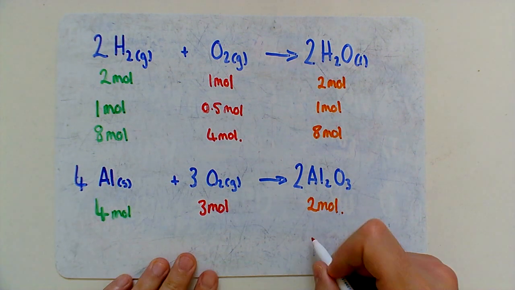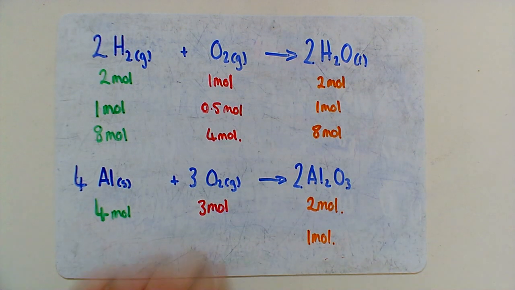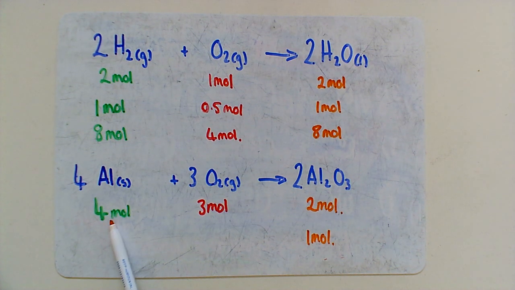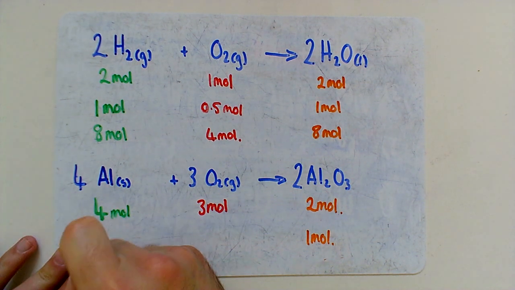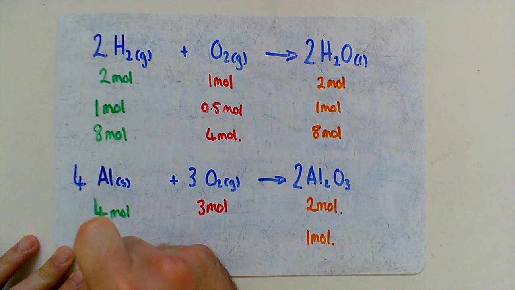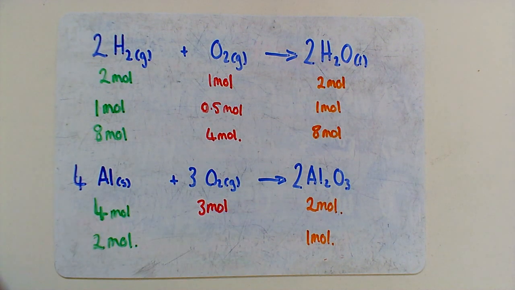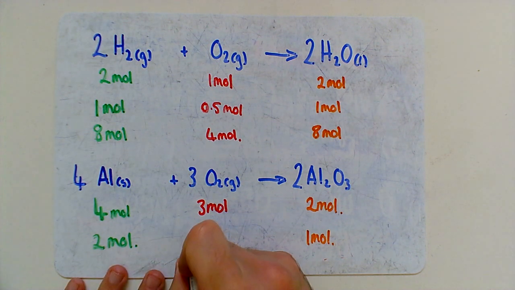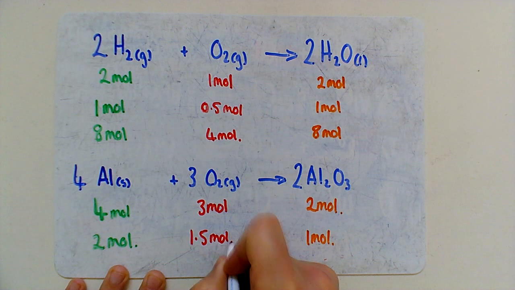What if we want to just make 1 mole of this? Well, we look at the molar ratio. So 2 moles needs 4 moles of aluminium, so that is multiplying by 2. So we just multiply by 2 here, and we end up with 2 moles. And then what about oxygen? Well, from 2 to 3, that's multiplying by 1.5. So we need to multiply by 1.5, and that's 1.5 moles.